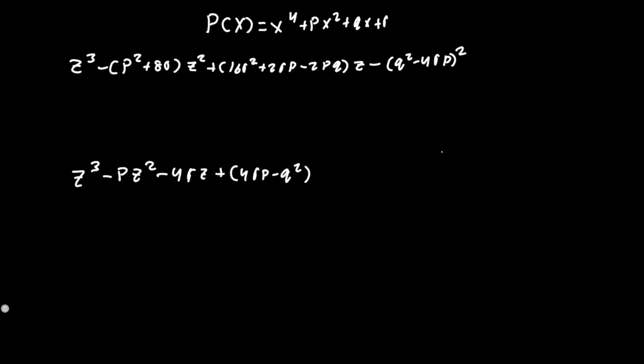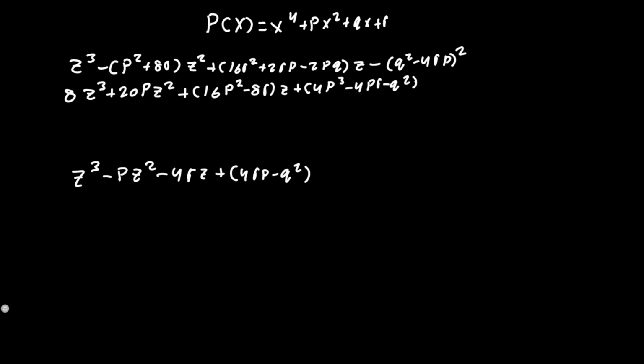I'm not going to write equals 0. And we're going to look at Ferrari's resolvent, which is 8z cubed plus 20p z squared plus 16p squared minus 8r z plus 4p cubed minus 4pr minus q squared, and the other resolvent, which is going to be z cubed plus 2p z squared plus p squared minus 4r z minus q squared.